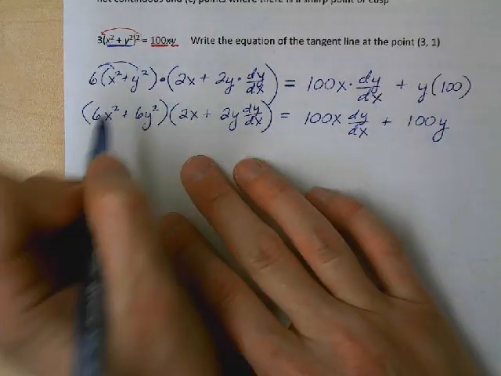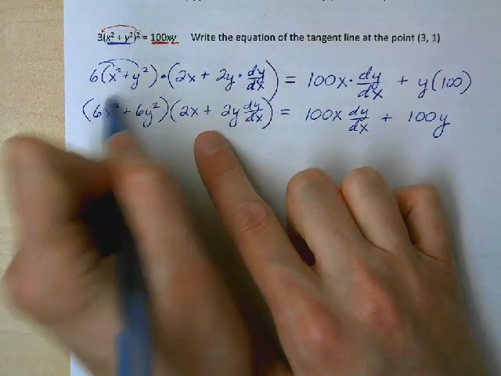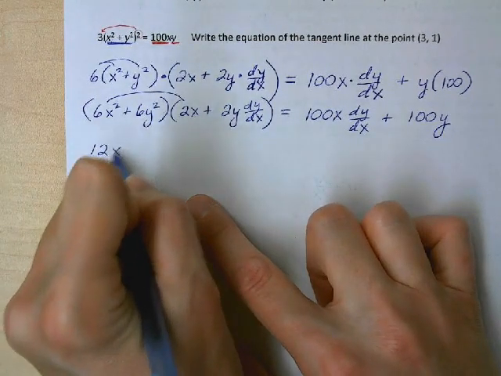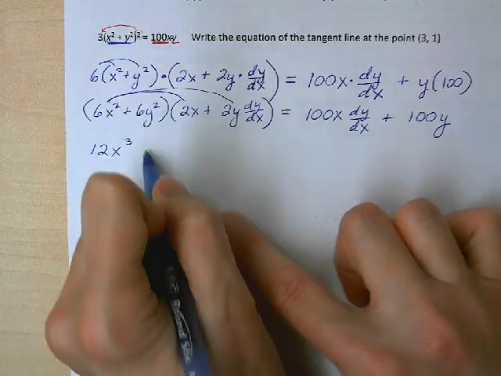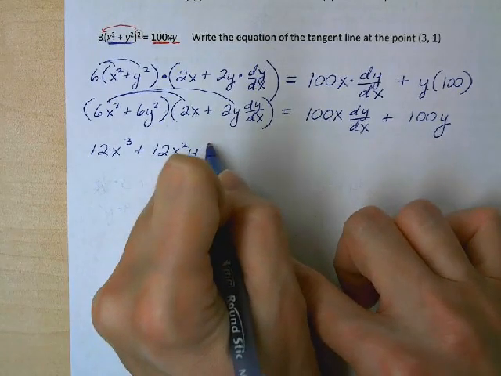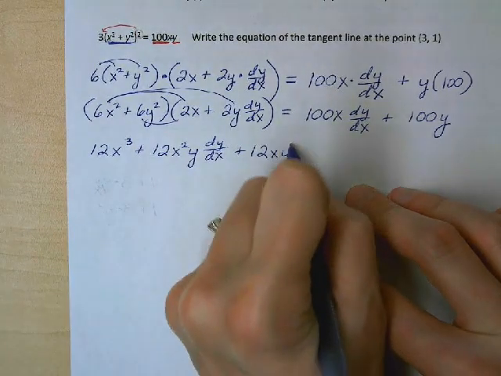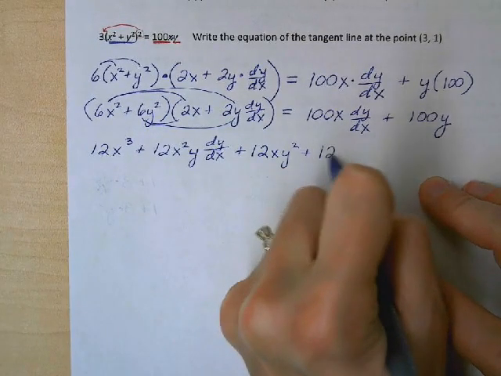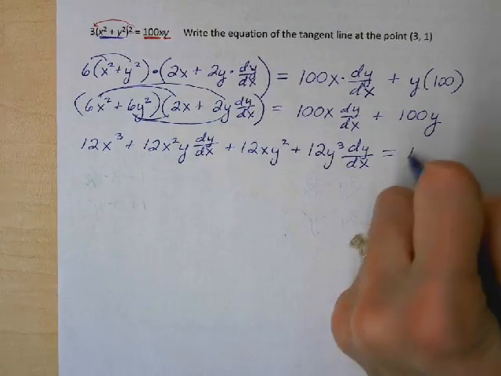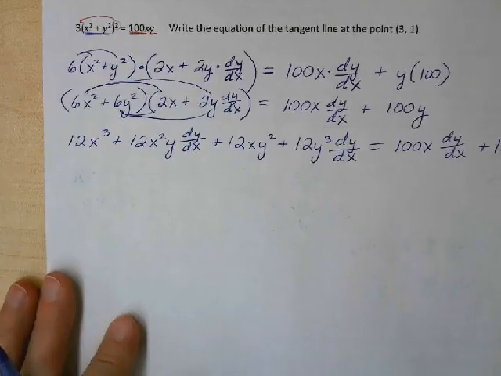Okay, so we've got to get this a little more organized too. What else should I do? Oh, it's a lot, isn't it? Want to distribute all this? So that'd be 12x to the third plus 12x squared y dy dx plus 12xy squared plus 12y to the third dy dx equals 100x dy dx plus 100y. Yeah, it's messy. It's a lot.